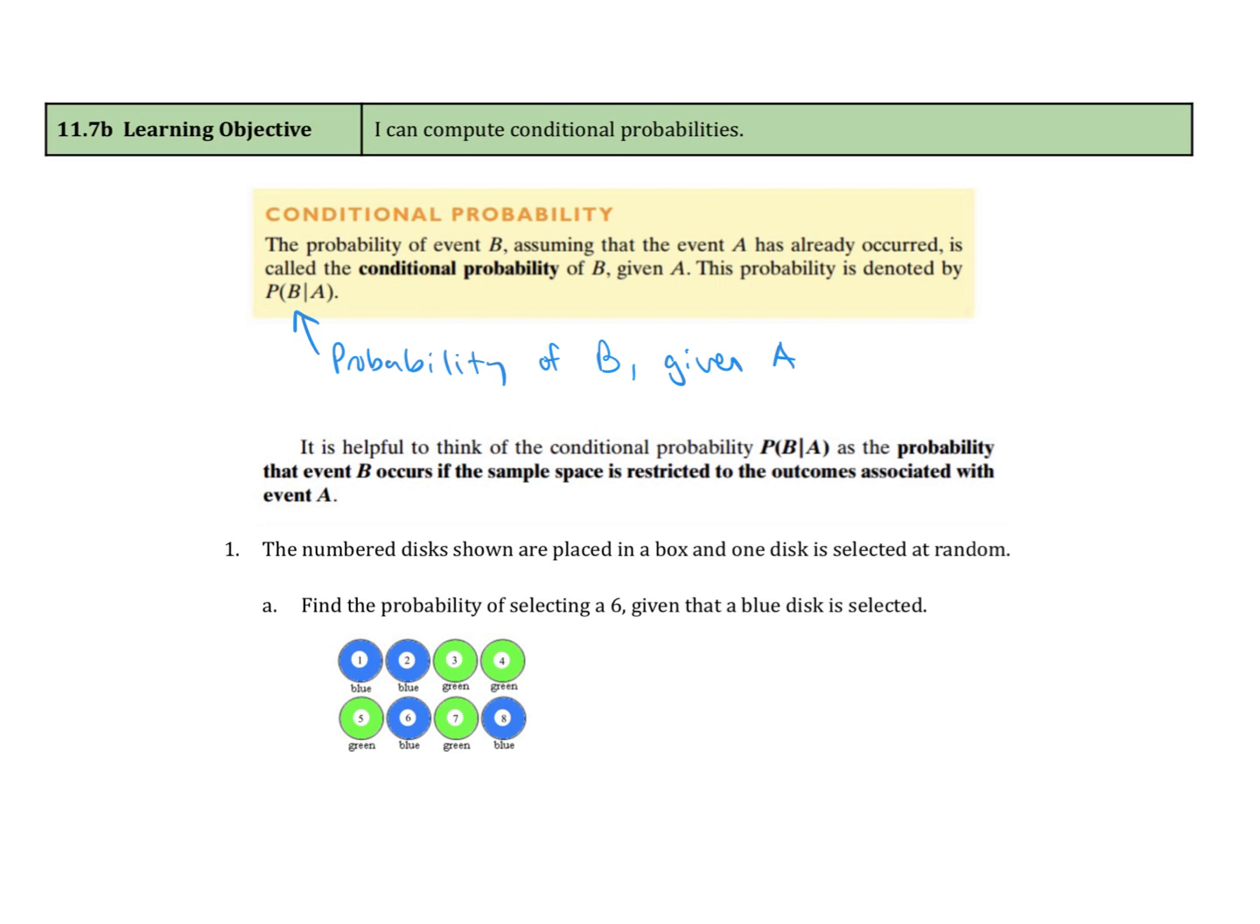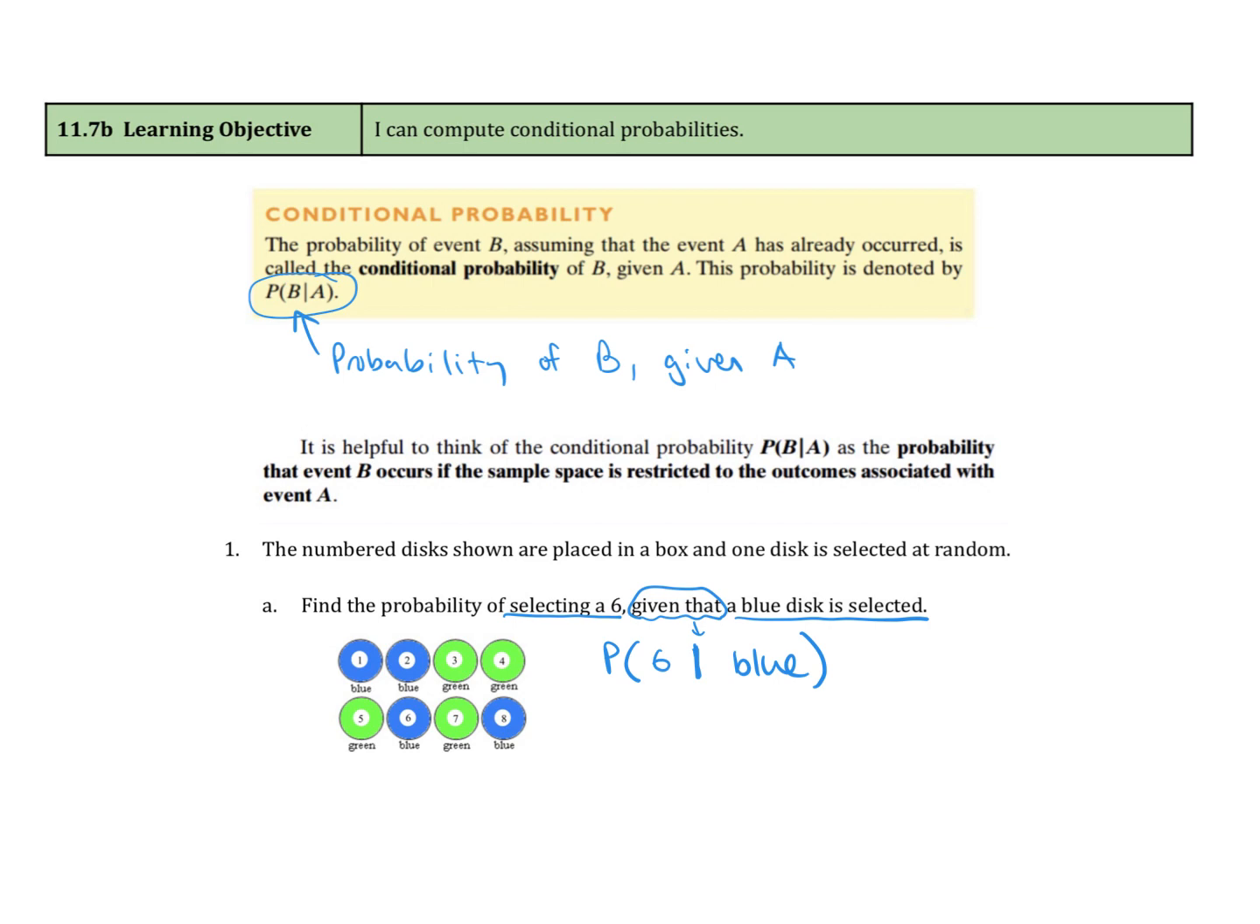So it is really helpful to use this notation from above. I'm going to write the probability of selecting a 6, so the probability of a 6, given that, where we see the words given that, we're going to put this vertical line. A blue disc is selected. So given that blue, the probability of selecting a 6 given that it is blue.